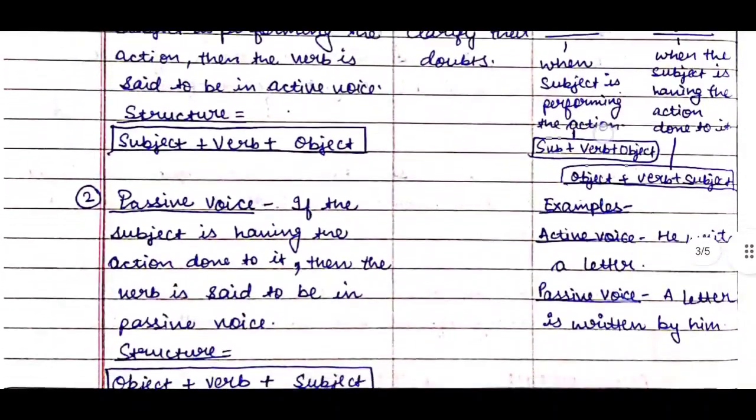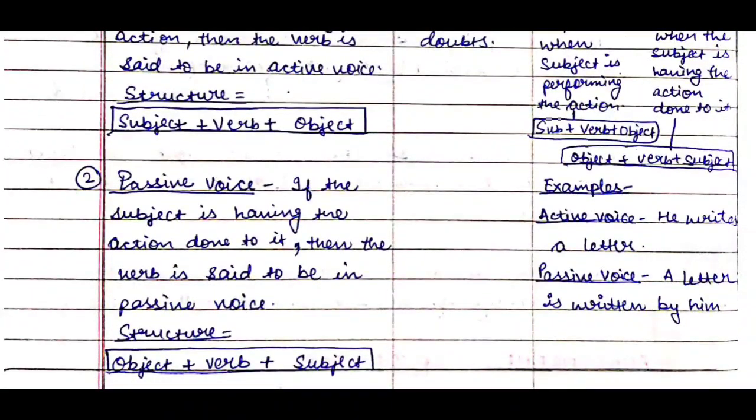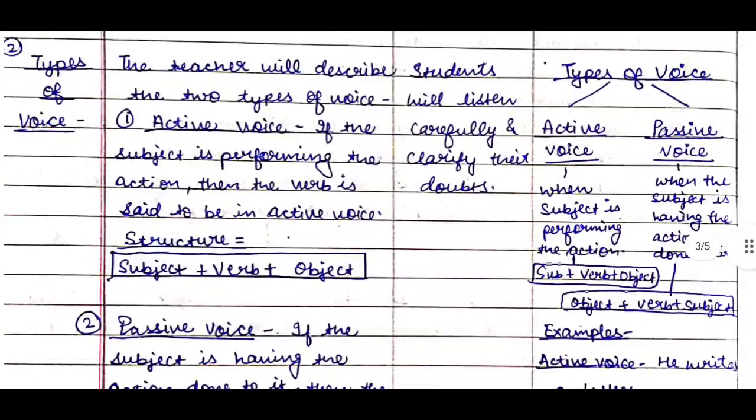And similarly, we'll explain passive voice. If the subject is having the action done to it, then the verb is said to be in passive voice. Structure is object plus verb plus subject. What will students do here? Students will listen carefully and clarify their doubts.